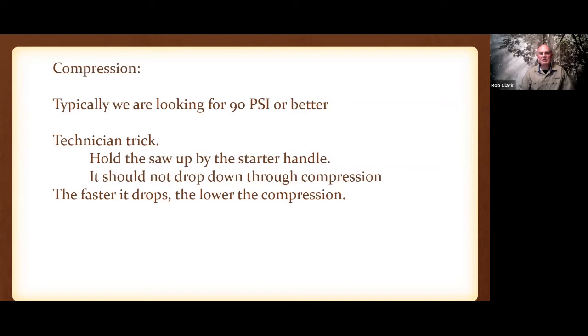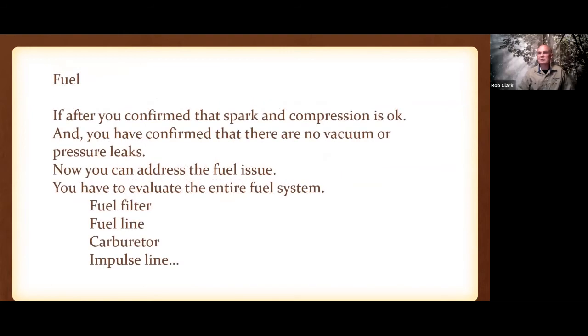The saw should hold itself up under its own compression. You may drop 1 or 2 compression strokes at the most, but if it drops completely and goes all the way to the ground, that means you're no good. That means your compression is too low. The faster it drops, the lower your compression, the worse your chainsaw is. So simply hold it up by the starter handle, and if it holds up, it means you're good. So once you test your spark, once you test your compression, then you go on to the fuel system. If either one of those other two are not working good, you cannot diagnose a fuel system properly.